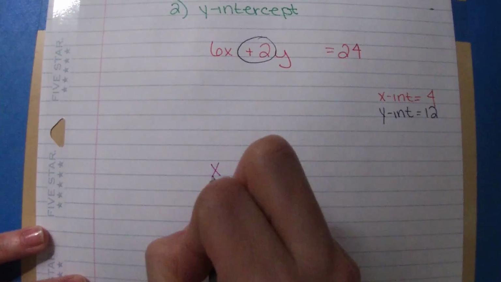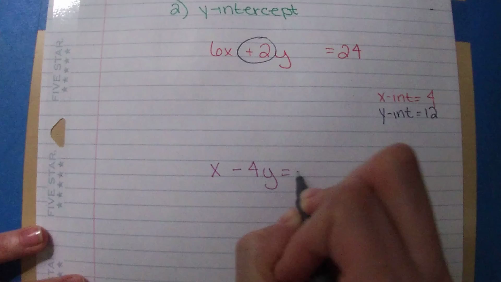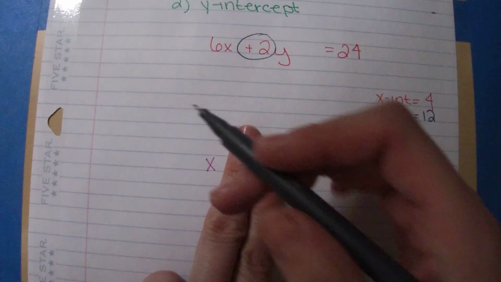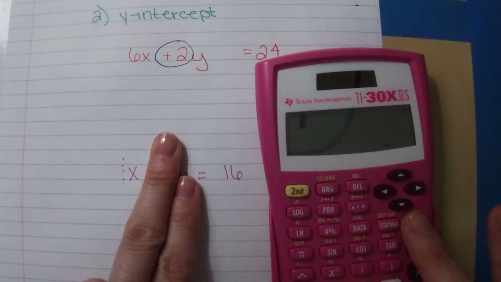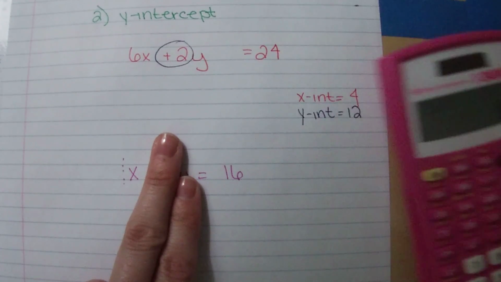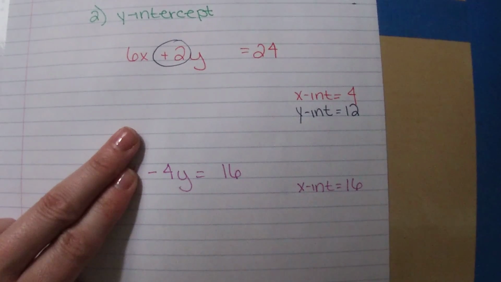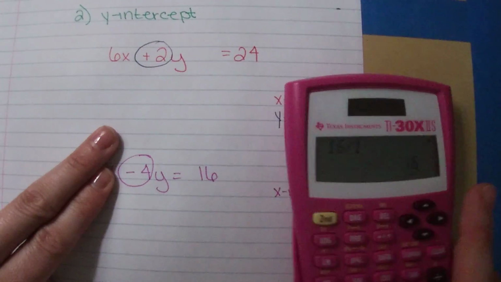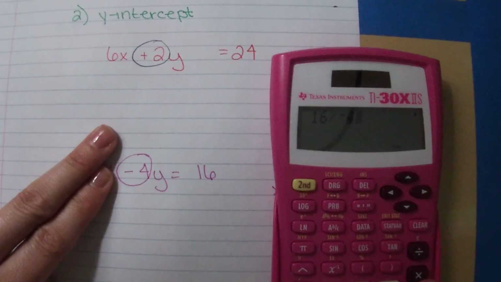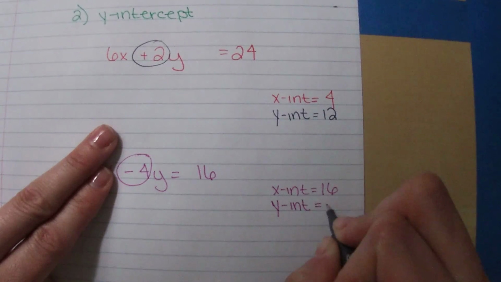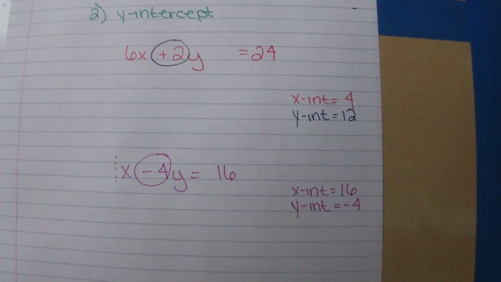So let's say we have maybe x minus 4y equals 16. If I want to find my x-intercept, I'm going to cover up here. There's really a 1 there, right? So I'll do 16 divided by 1, which hopefully we know is 16. So my x-intercept equals 16. Now when I cover up here, again, this is a negative 4. So I need to do 16 divided by negative 4. And that tells me that my y-intercept is negative 4. I'm literally just typing in my calculator, dividing to get that value.